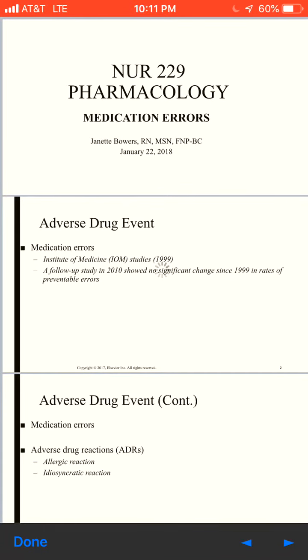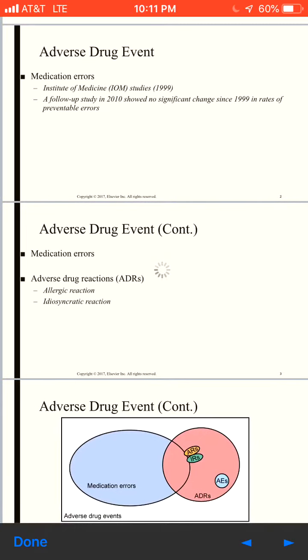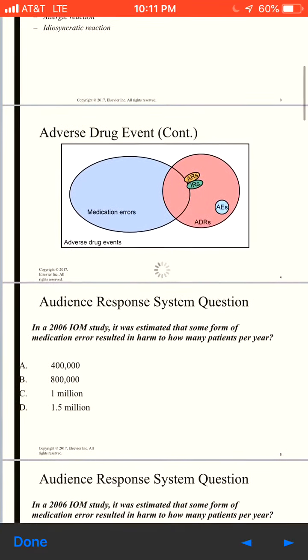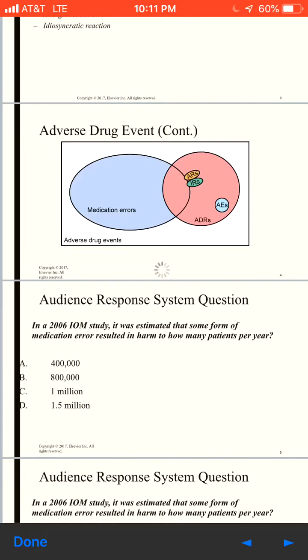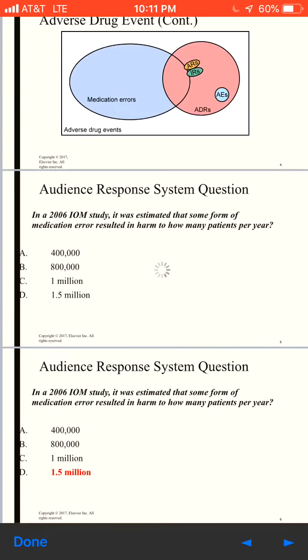So adverse drug events are reported to and researched by the Institute of Medicine. These include medication errors and adverse drug reactions. Many medication errors do cause or coincide with adverse drug events. In 2006, the IOM study estimated that about 1.5 million people were affected by medication errors that resulted in harm to those patients.